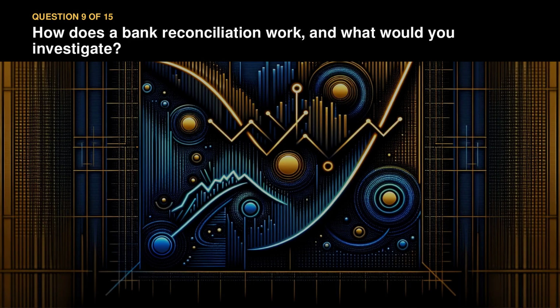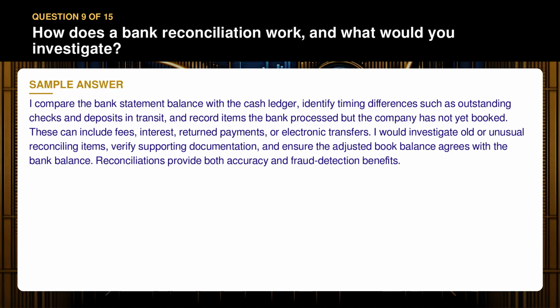Question 9. How does a bank reconciliation work, and what would you investigate? I compare the bank statement balance with the cash ledger, identify timing differences such as outstanding checks and deposits in transit, and record items the bank processed but the company has not yet booked. These can include fees, interest, return payments, or electronic transfers. I would investigate old or unusual reconciling items, verify supporting documentation, and ensure the adjusted book balance agrees with the bank balance. Reconciliations provide both accuracy and fraud detection benefits.